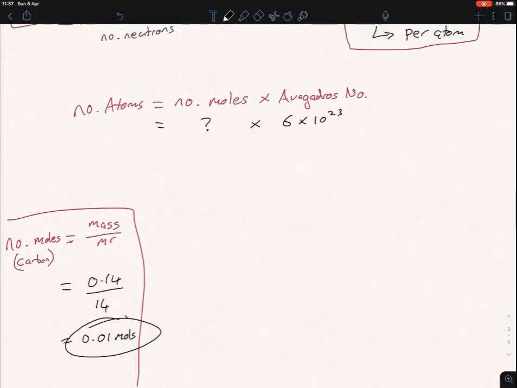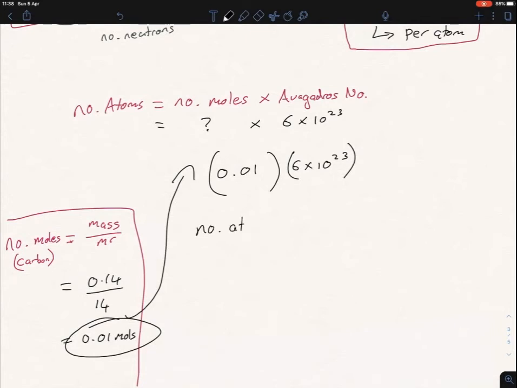So we're going to plug that back up here. It's going to become 0.01 multiplied by 6 times 10 to the power 23. And again, put everything in brackets all together, because you'll make a mistake if you don't. When I do that into my calculator, the number of atoms equals 6 times 10 to the power 21.